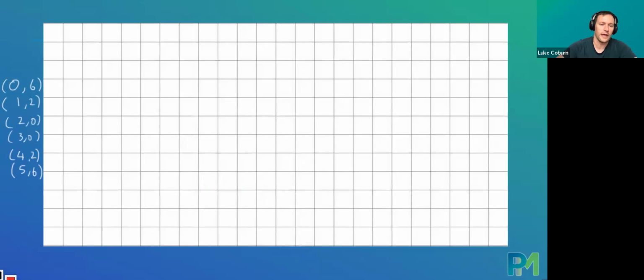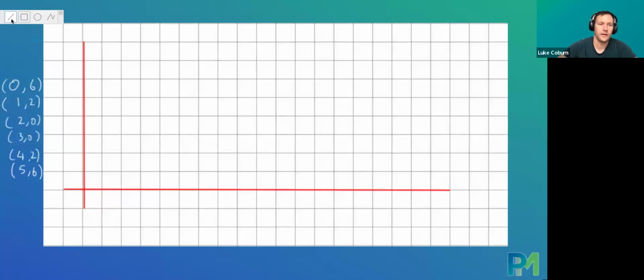So what I'm going to do now is draw a number line this way, and I'm going to draw a number line this way. Okay, and then onto the number line, I'm going to put on 0 here, 1, 2, 3, 4, 5. Could have done that better, but whatever. 1, 2, 3, 4, 5, and 6.